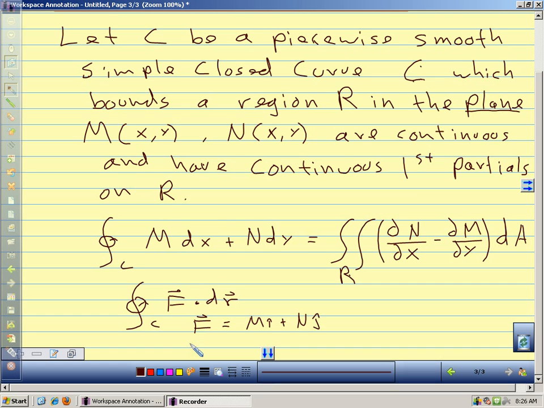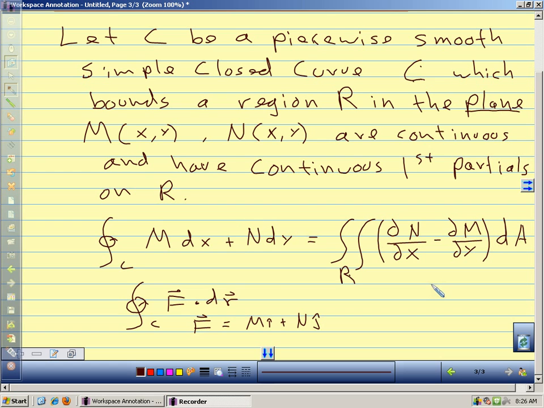Now the reason we might use Green's theorem. Let's talk about a couple of things first. If F is conservative, what is this quantity? If F is conservative, ∂N/∂x equals ∂M/∂y. So this is 0. So this tells us that if F is conservative, the line integral around this closed curve is 0.